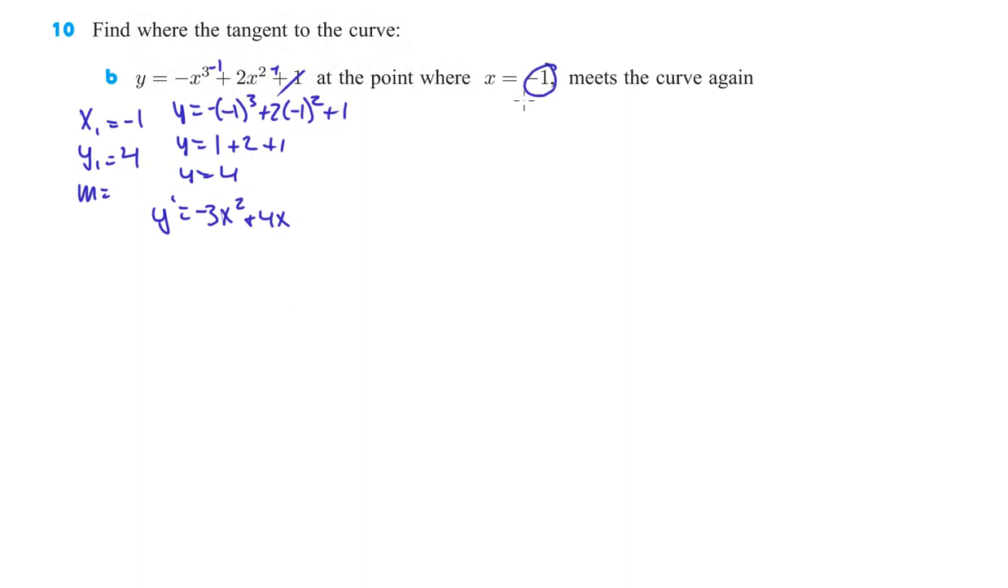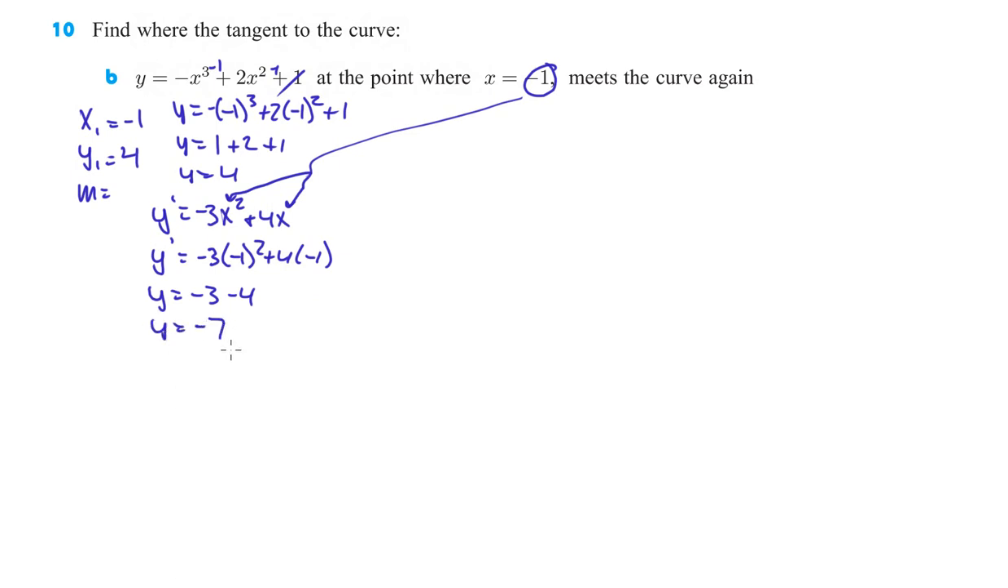And now we want that -1 to go in for both of these x's to figure out what our slope is going to be. So -3 times -1 squared plus 4 times -1. -1 squared is +1 times -3 is -3. 4 times -1 is -4. So our slope on this thing is going to be -7. Okay, so there's our -7.